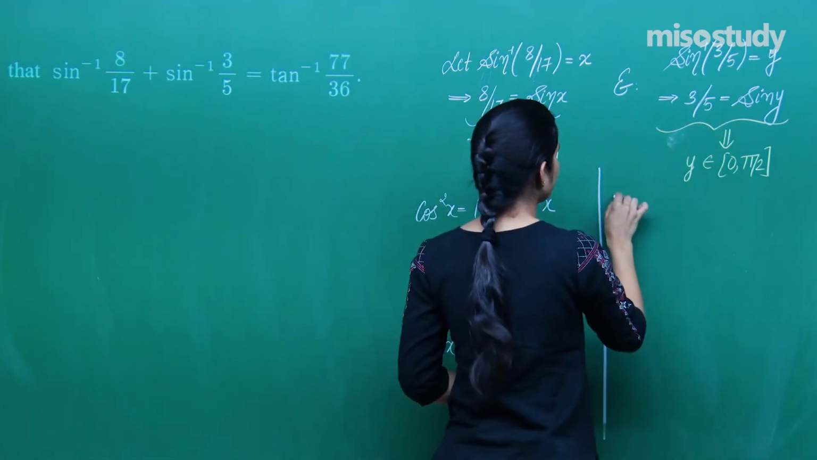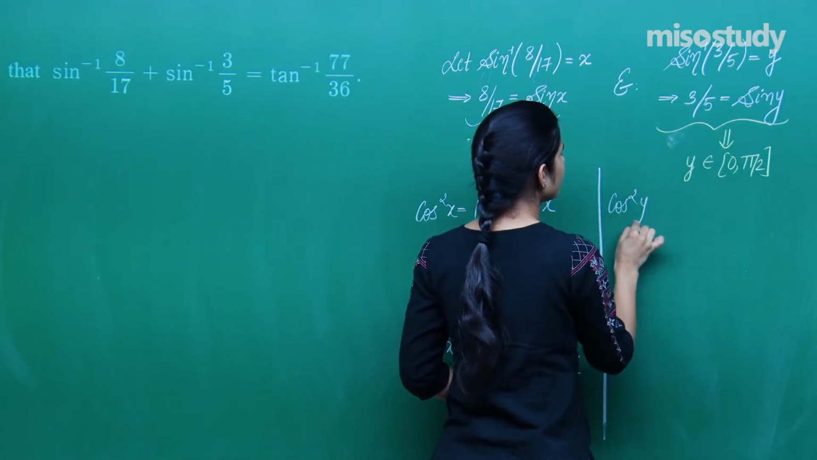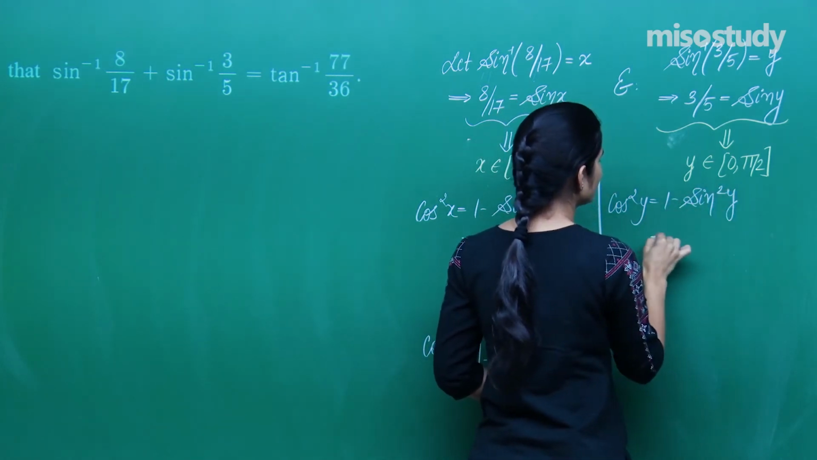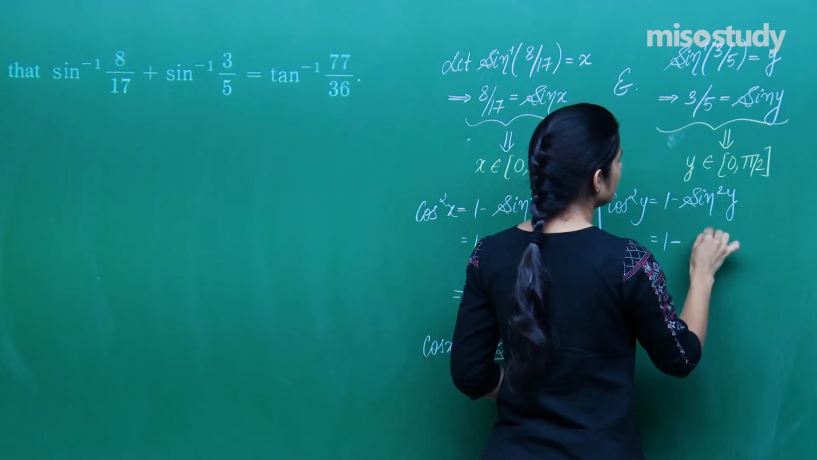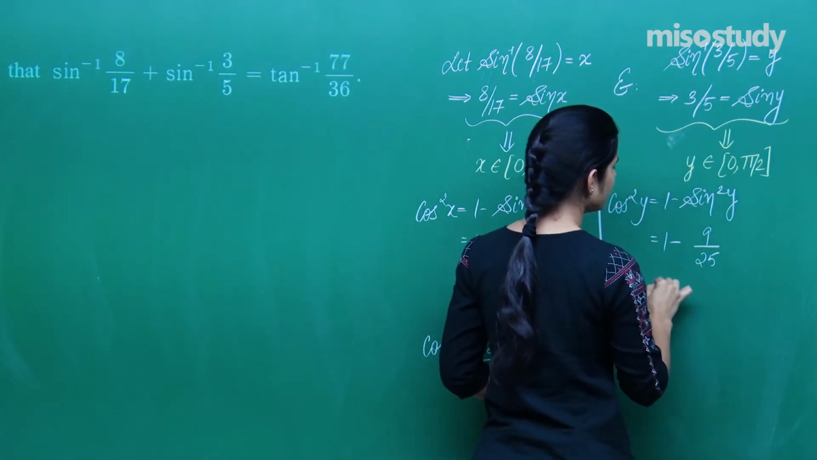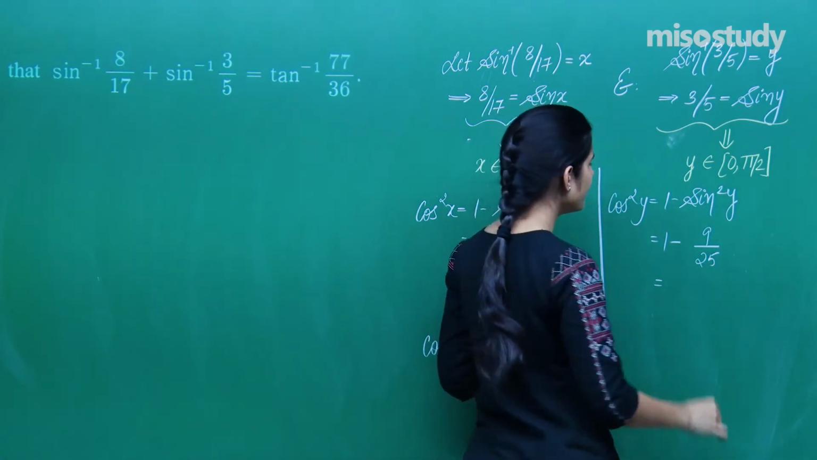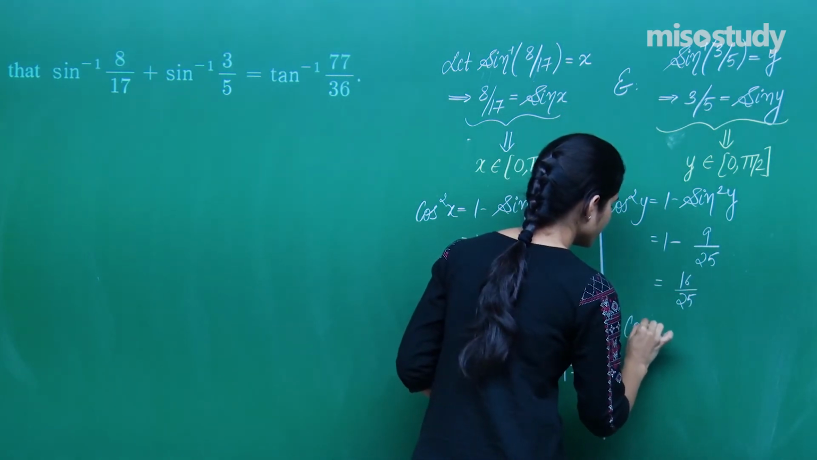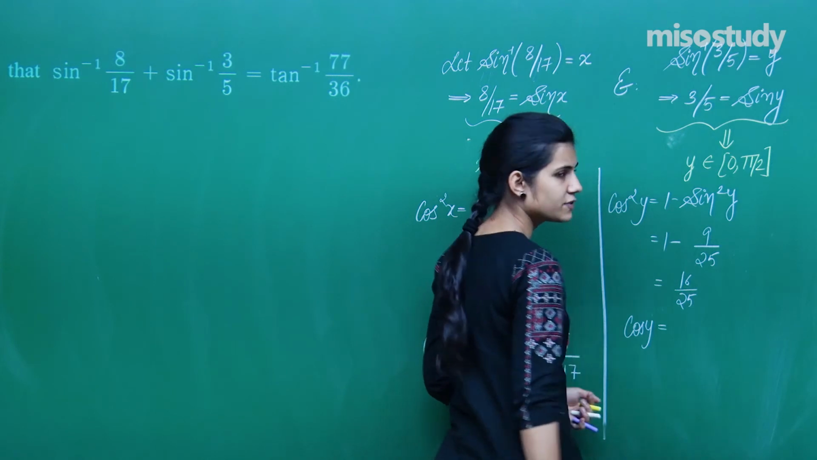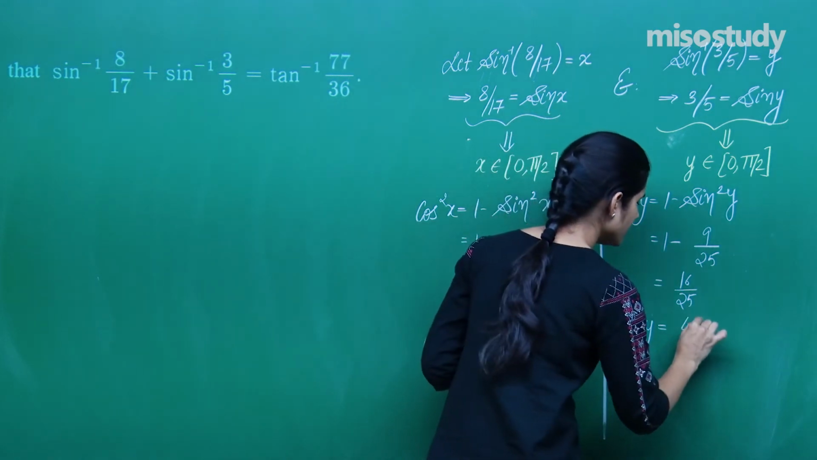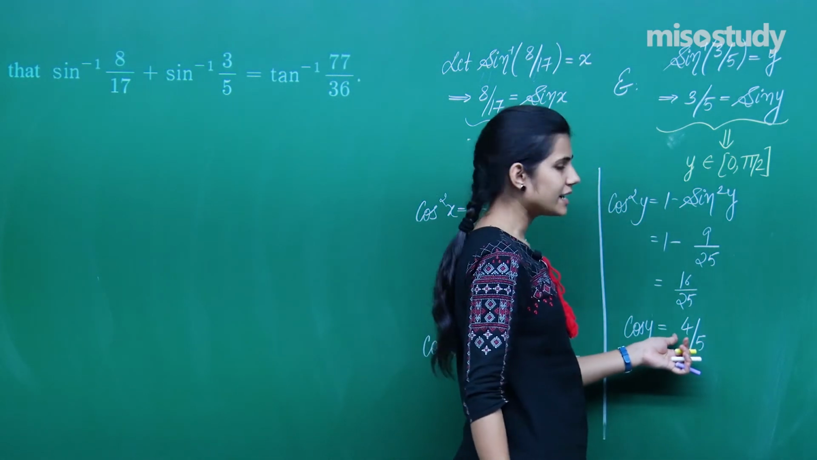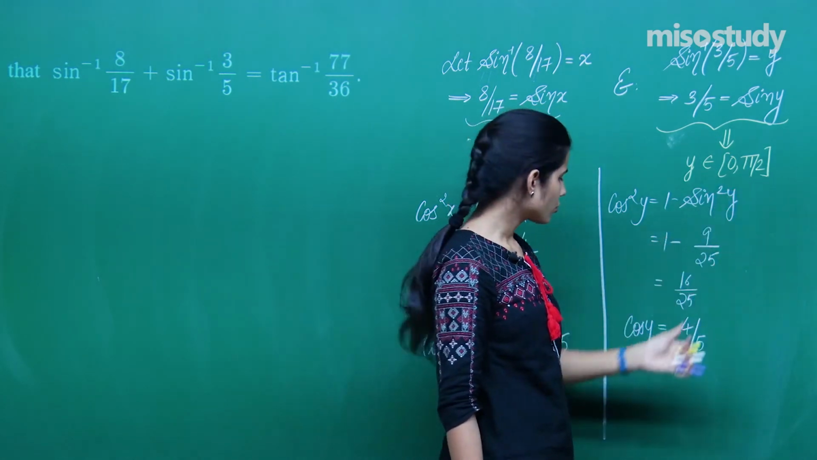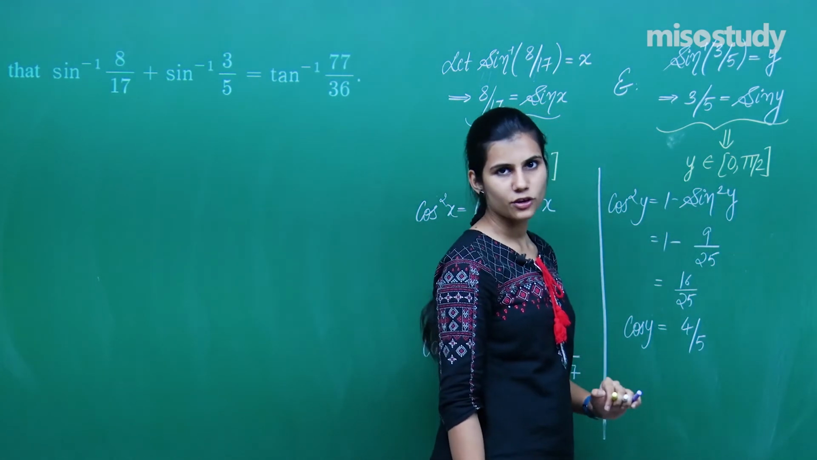Next, I apply the same thing: cos squared y is 1 minus sin squared y. So this is 1 minus 9 by 25, because I am squaring sin y. 25 minus 9 is 16, and so cos y is the positive square root of 16 by 25, which is 4 by 5. Again, I am not attaching a negative sign because the angle is coming from 0 to pi by 2, so the cosine ratio of that angle will be positive and not negative.